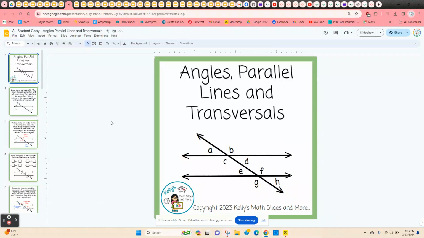Angles, parallel lines, and transversals. This is a digital lesson, and it gives students a lot of practice, teaching them how these angles all relate to each other.